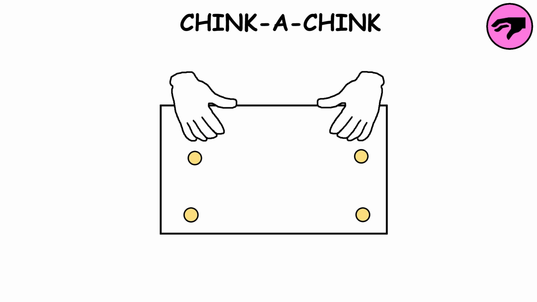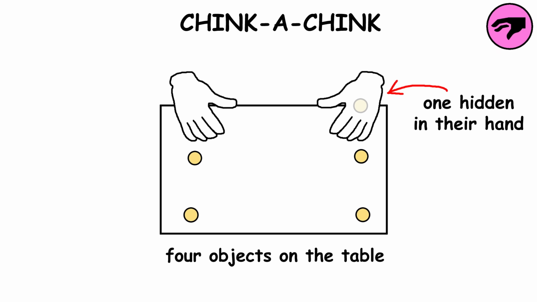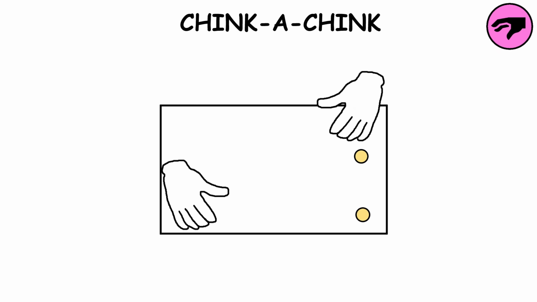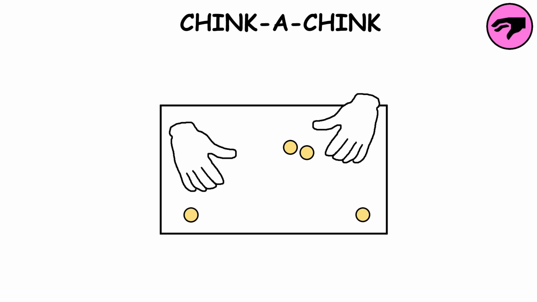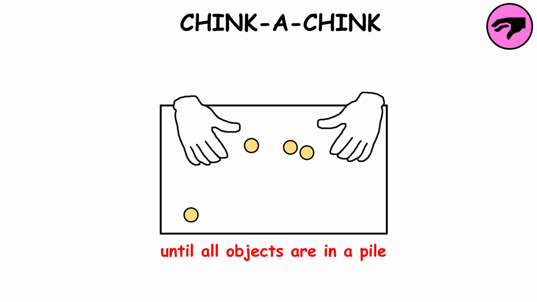Chink-a-chink. Chink-a-chink is a magic trick where objects are moved around with sleight of hand. The magician starts with 4 objects on the table and 1 hidden in their hand. He covers 2 objects with his hands in a fancy way to distract the audience. While doing this, they drop the hidden object and palm another one. This swapping motion continues until all objects are in a pile.